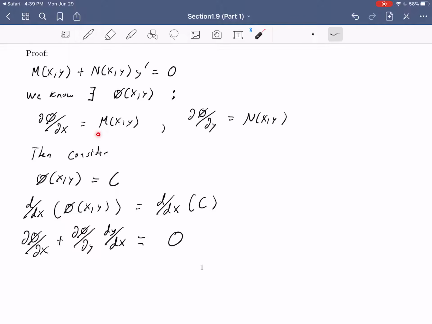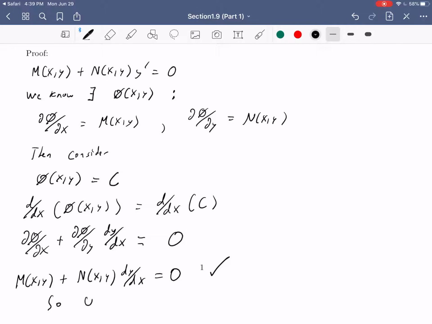Now, what do we know about this? Well, by assumption, this is M(x,y). By assumption, this is N(x,y). So this becomes M(x,y) plus N(x,y) dy/dx equals 0. And that, of course, is our differential equation. Check. So this here is our general solution.